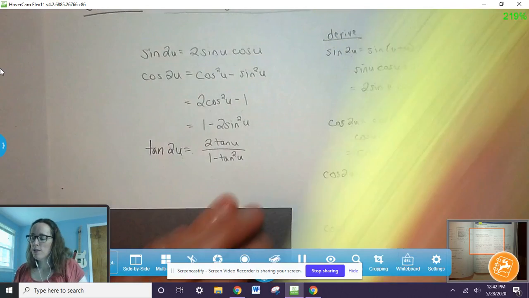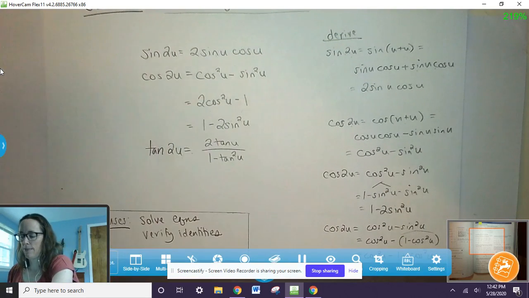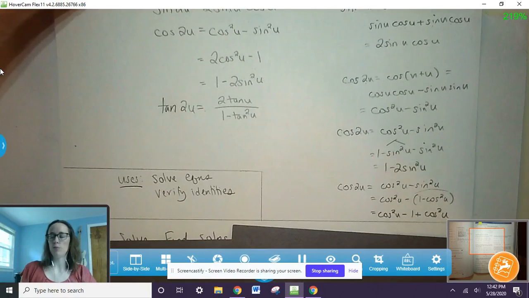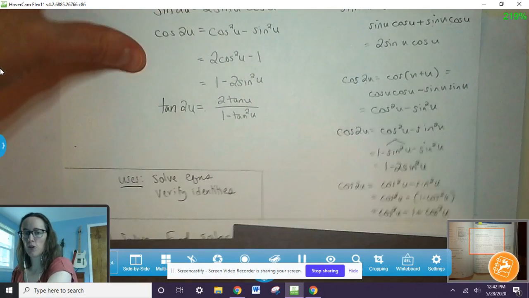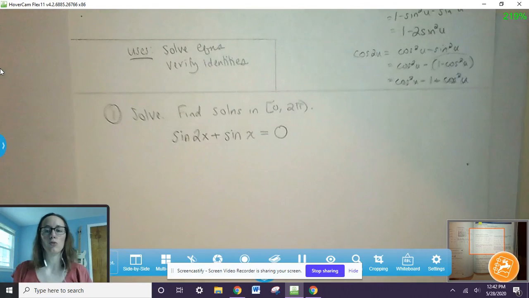Now, when it comes to these formulas, we use them to solve equations and verify identities. Those are kind of the only 2 things we do with them. So let's jump into our first example, which is going to be to solve this equation and find the solutions in 0 to 2 pi.